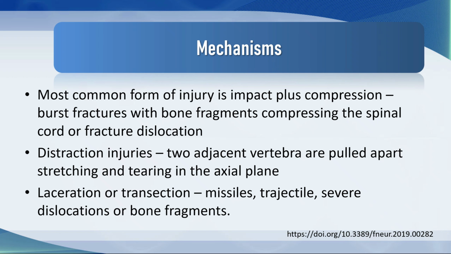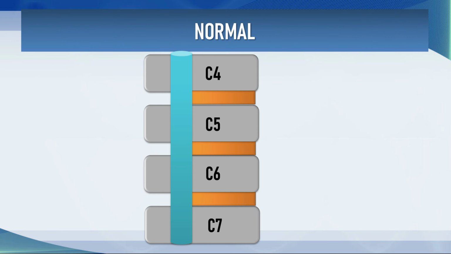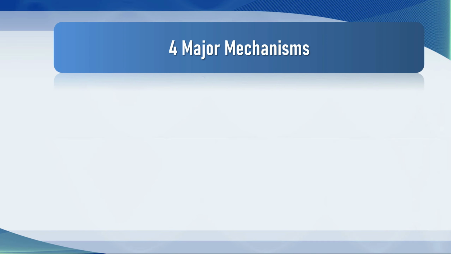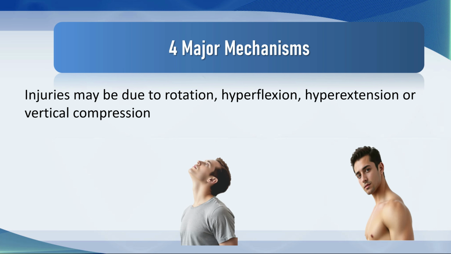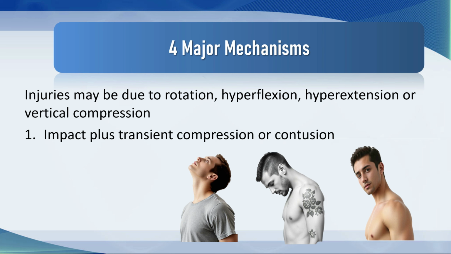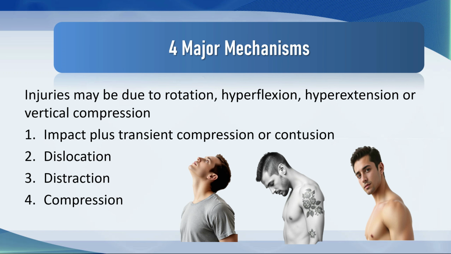I'm going to illustrate this now by looking at a longitudinal section of the cervical spine from C4 to C7. These are the vertebral bodies and the intervertebral discs, and on the left are the spinous processes. The blue tube is the spinal cord. Now, there are four major mechanisms of spinal cord injury. These are related to rotation, hyperflexion, hyperextension, or vertical compression. There is impact plus transient compression or contusion, dislocation, distraction, or compression.